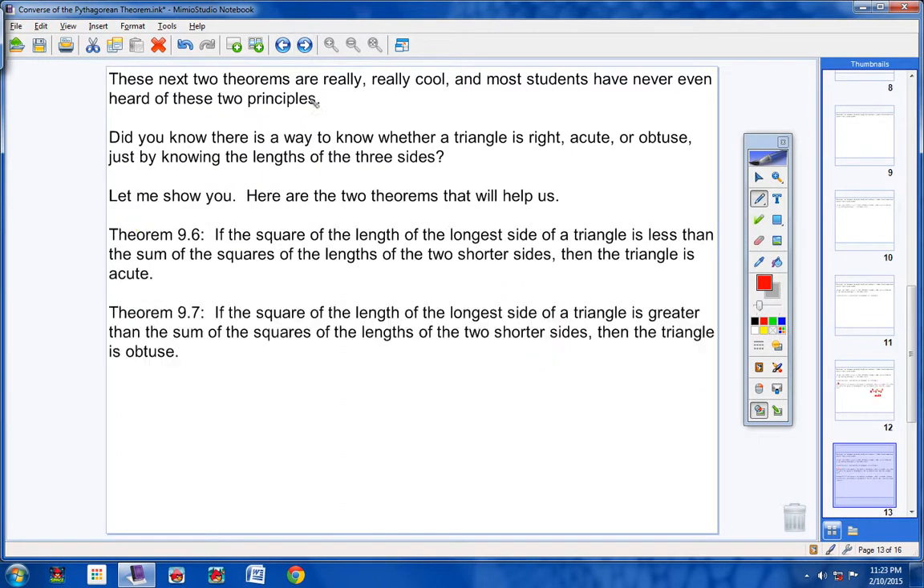Okay, Theorem 9.7. You are responsible for this. Please copy this in your notes, okay? If the square of the length of the longest side of a triangle is greater, up here it was less than, now it's greater than, okay? If the square of the length of the longest side of a triangle is greater than the sum of the squares of the lengths of the two shorter sides, then the triangle is obtuse. Okay, please copy that down.